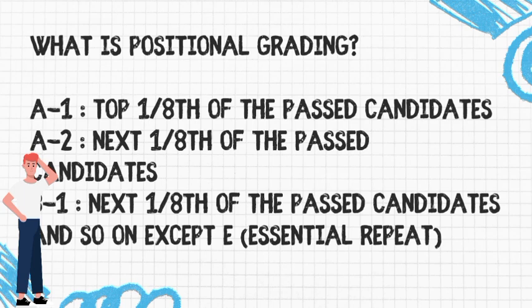What is positional grading? It is different. For example, A1 means top 1/8 of the past candidates will get A1 grade in board examinations. The next 1/8 of the past candidates will get A2 grade. The next 1/8 of the past candidates will get B1 grade. Except E, which is an essential repeat. Means these students will appear for the compartment examination.